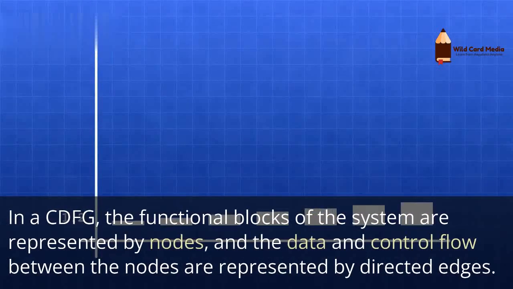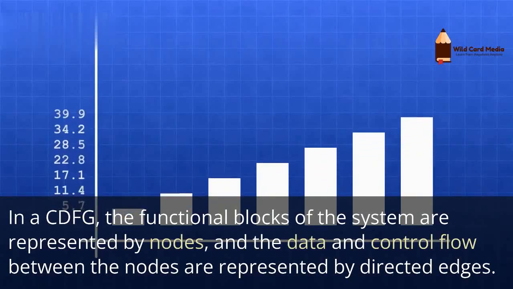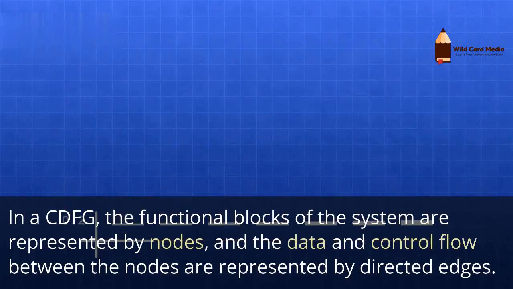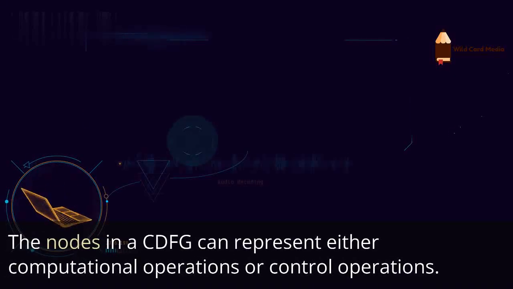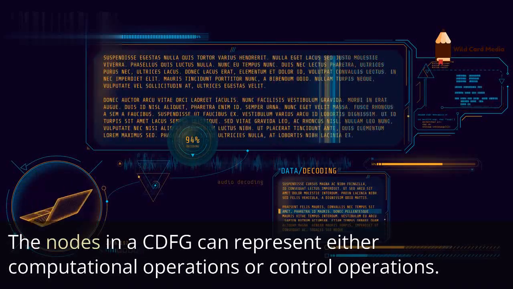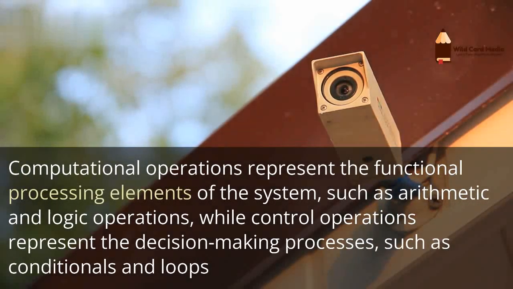In a CDFG, the functional blocks of the system are represented by nodes, and the data and control flow between the nodes are represented by directed edges. The nodes in a CDFG can represent either computational operations or control operations. Computational operations represent the functional processing elements of the system, such as arithmetic and logic operations, while control operations represent the decision-making processes, such as conditionals and loops.